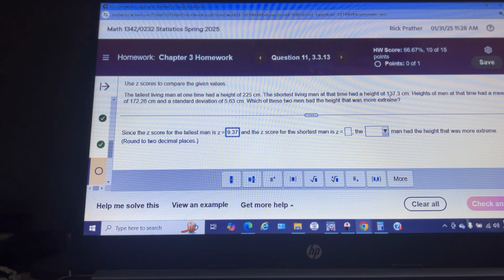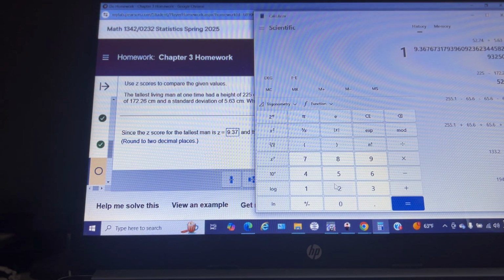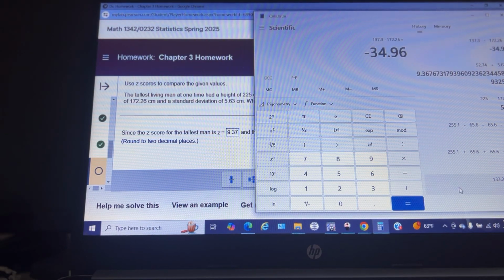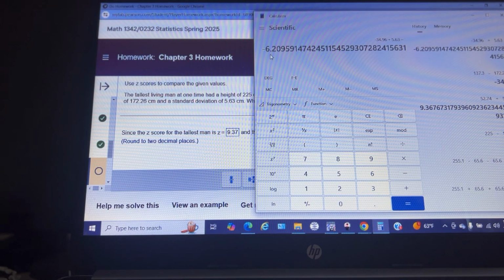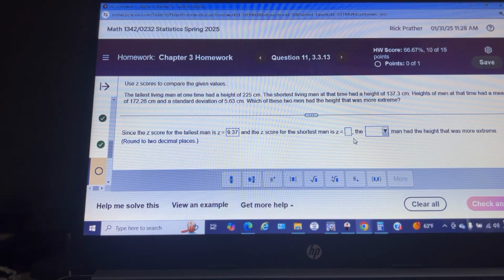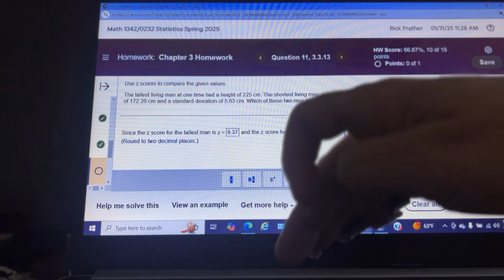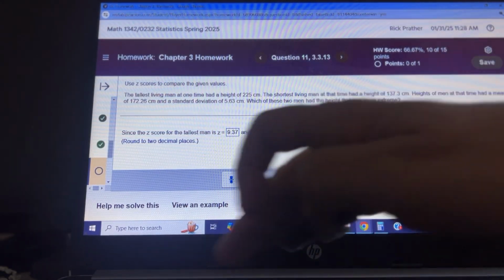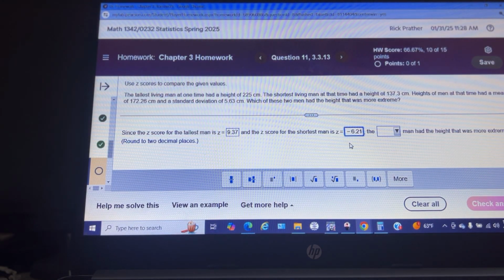The shortest man was 137.3. Subtract the mean of 172.26. This is going to be negative because the person's obviously below the mean if they're the shortest person in the world. And then divide by 5.63. This person has a negative 6.21.